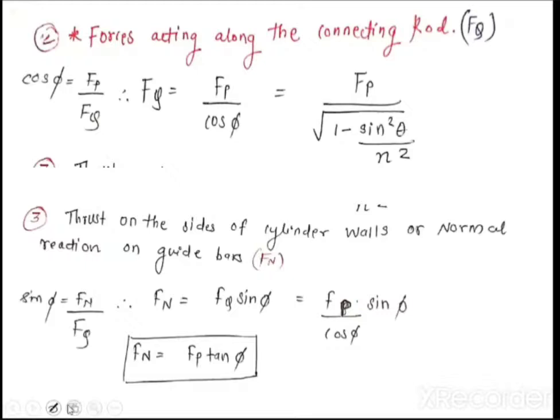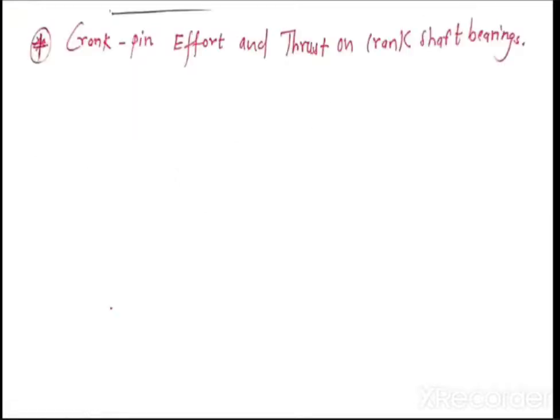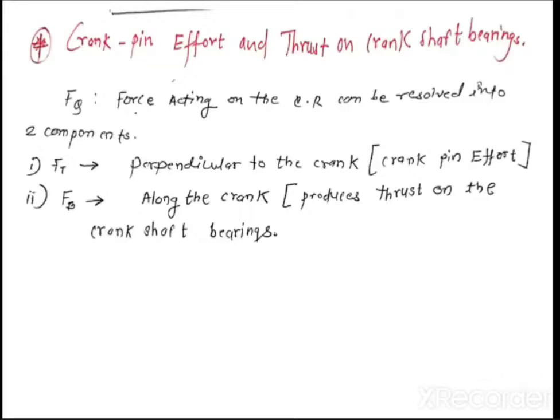Is it clear? Okay, and next, now cramping effort and the thrust on the cramping. Now what is Fq? Fq is nothing but a force acting on the connecting rod. It is resolved into the two components. I have already explained this. What are the two components? Ft. Ft is nothing but a tangential force perpendicular to the crank. What does it produce? Cramping effort means what? Torque. What is Fb? Radial force which is acting along the crank. What does it produce? Thrust on the crankshaft bearings.